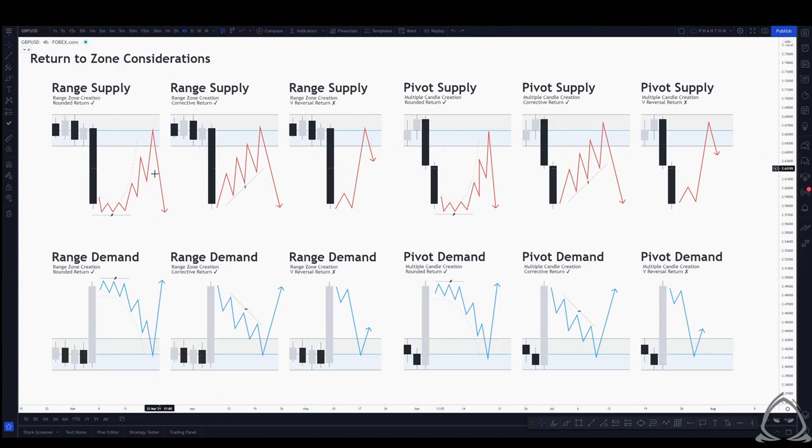When you're able to frame that up, understand how it's returning to that zone, you can build and frame up very high probability trades, or even avoid trades that are inherently lower probability because of how they enter that zone.